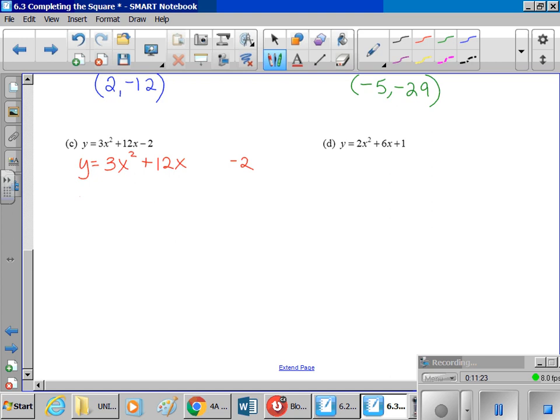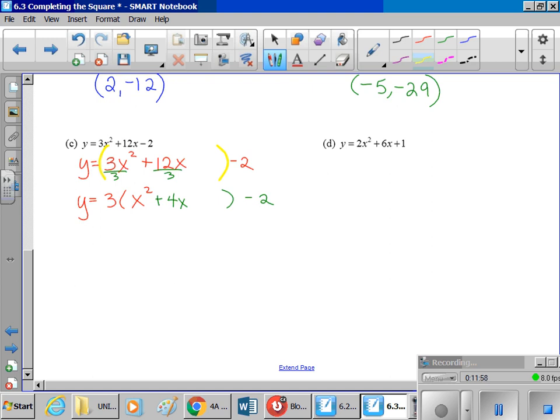So we have y equals, and we factor out the 3 so that we have a leading coefficient of 1. I want to divide each of these by 3, but notice I'm not going to do that with this last one. So x squared plus 4x, and this is my perfect square, minus 2. So, plus 4x, take half of 4, which is 2, and square it.